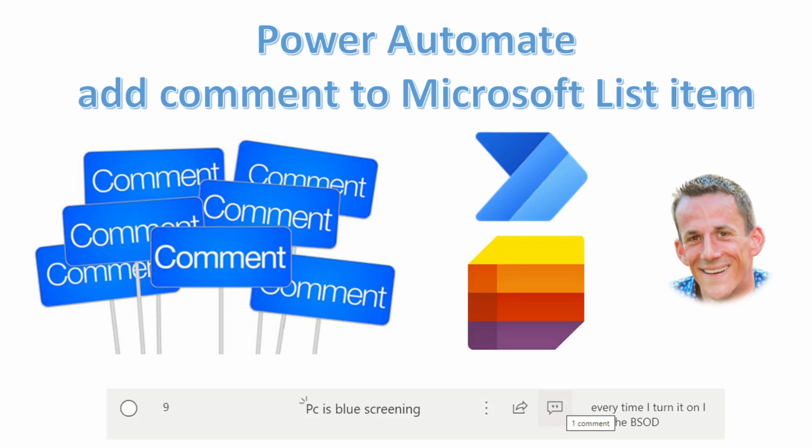Hi there, my name's Damien, and in today's demonstration I'm going to show you how you can add a comment to a Microsoft list item using Power Automate. Comments are an out-of-the-box feature for Microsoft lists, but there isn't an action currently in Power Automate that allows you to add a comment. So we're going to use the SharePoint REST API in order to post a comment directly to a list item.